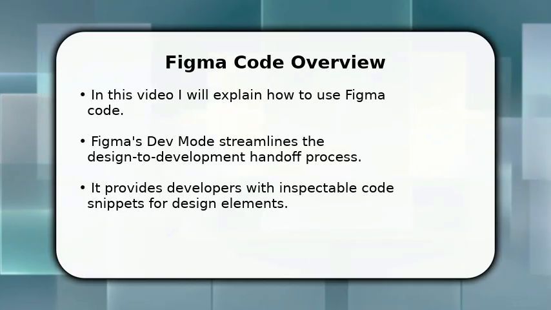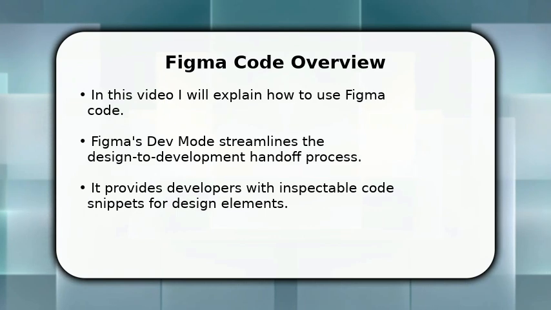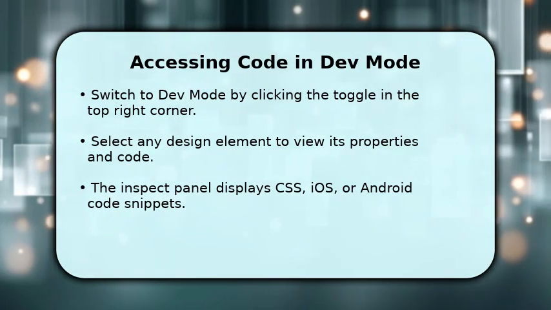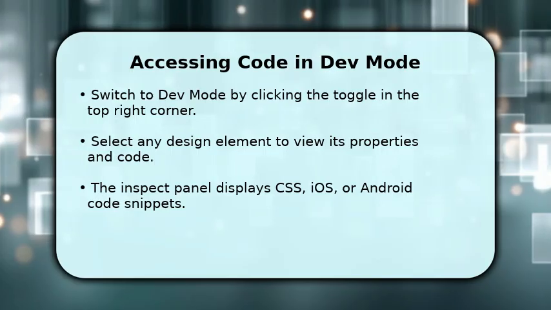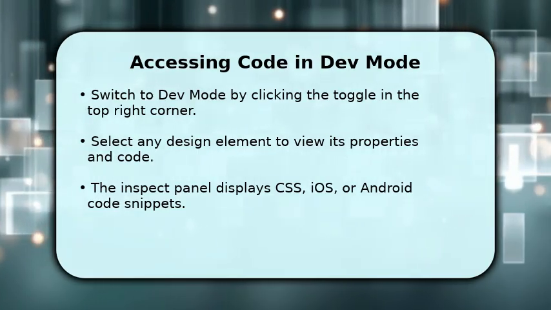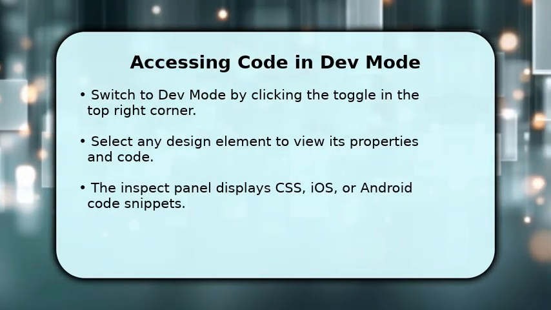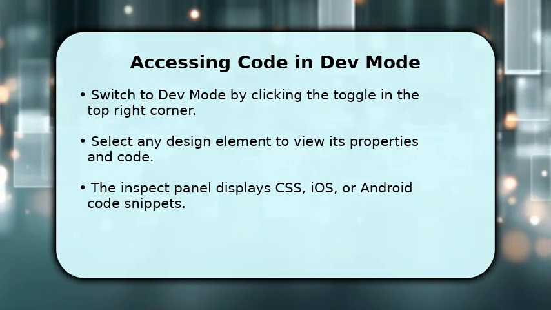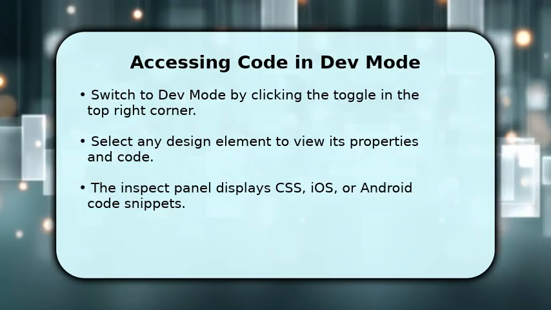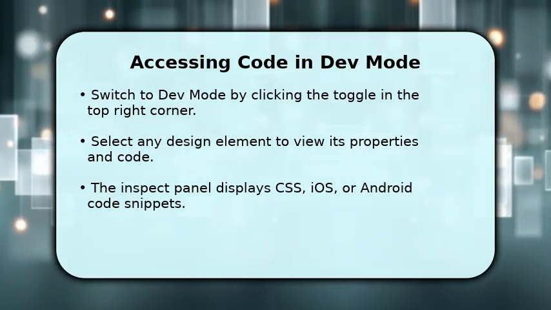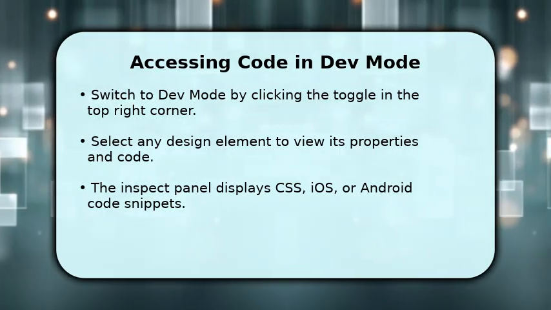You can find code for CSS, iOS, and Android, making your workflow much smoother. To begin, simply switch to Dev Mode by clicking the dedicated toggle located in the top right corner of your Figma interface. Once activated, select any design element on your canvas, such as a button or text box. The Inspect panel will then appear, showcasing its properties and corresponding code snippets. You can easily view and copy code for web, iOS, or Android, streamlining your development workflow significantly.